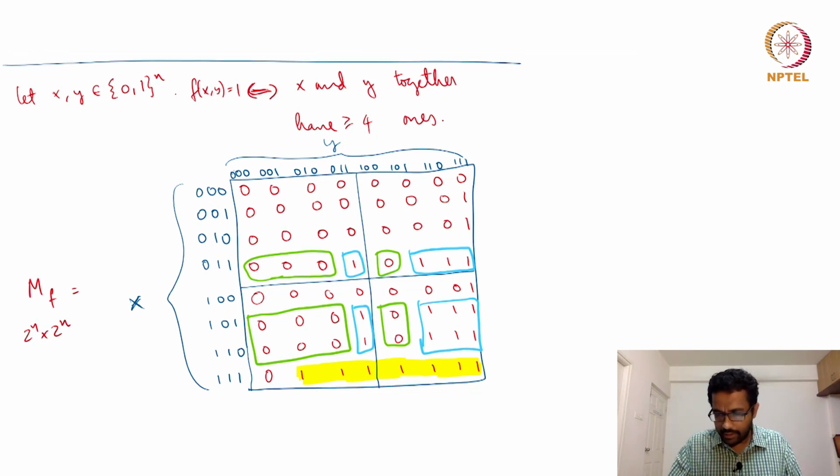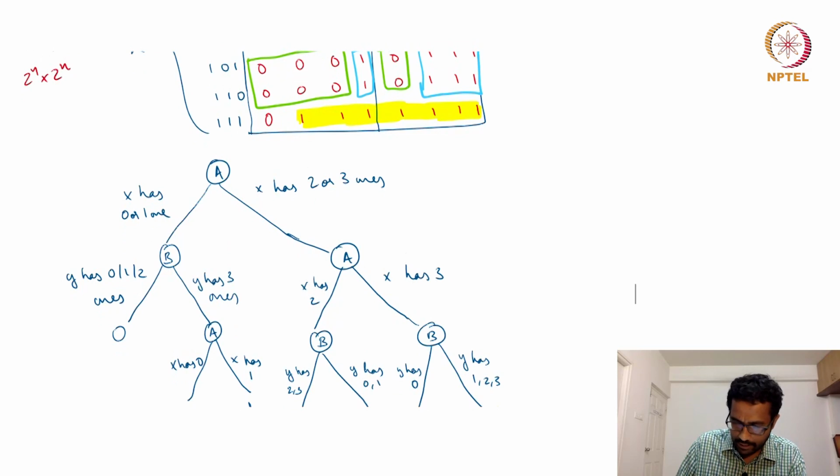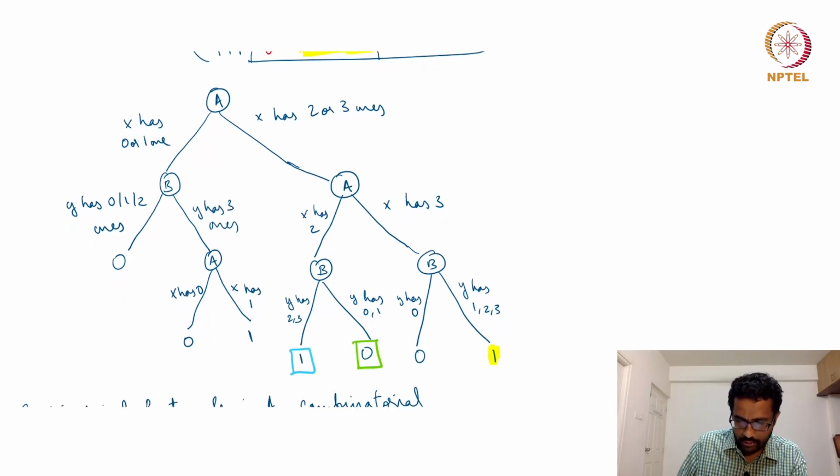And like that you can verify each and every entry of this matrix. So it is just a function value for when x and y are given, at the index. Okay. So now let us try to see a protocol and understand what is happening in this protocol. So together Alice and Bob have to decide if they have at least 4 ones.